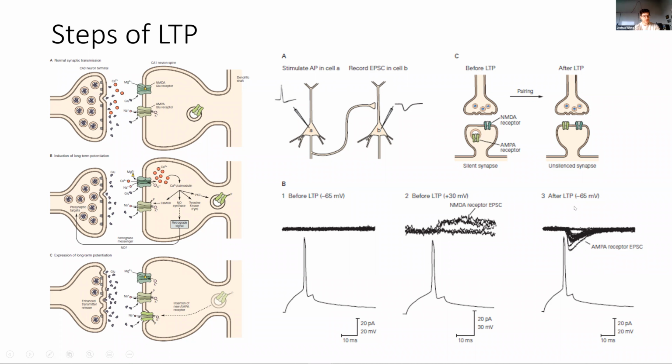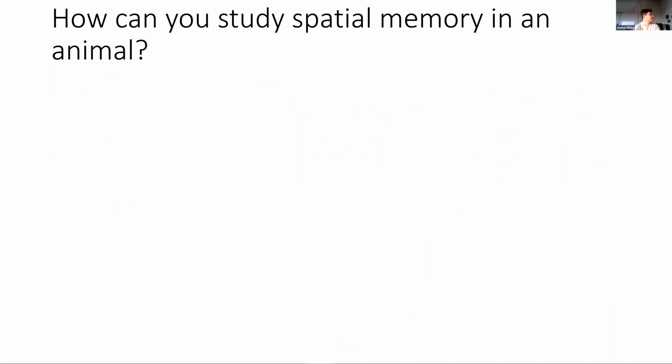So I'm going to show you an example of the hippocampus being involved in a specific type of memory formation now, and that would be spatial memory. And I'm going to tell you what that is. So the question is, how can you study memory in an animal? And specifically, how can you study spatial memory in an animal?